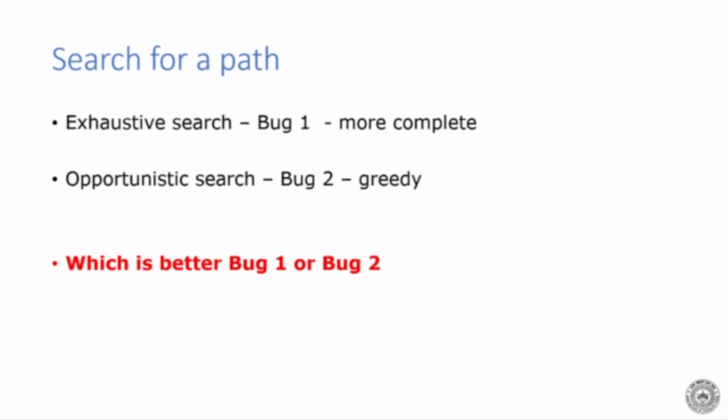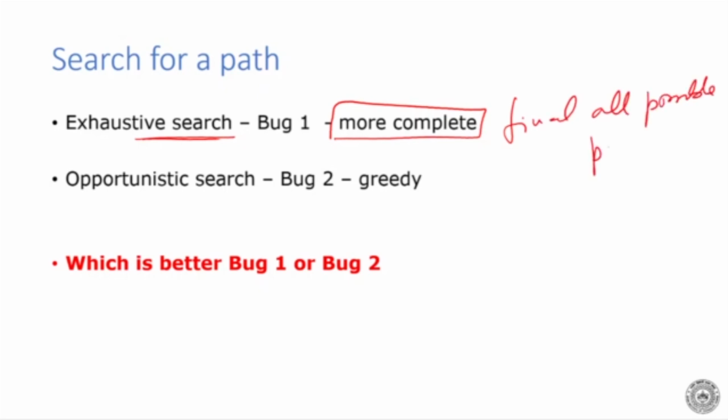Now bug algorithm 1 is an exhaustive search. It is more complete, in the sense that it can find all possible paths. So if there is more than one path, it can find multiple paths. Bug 2 is what we call a greedy search algorithm, in the sense that it is an opportunistic search. It's greedy because it tries to find the solution faster, and it is faster, as you saw in the previous case.